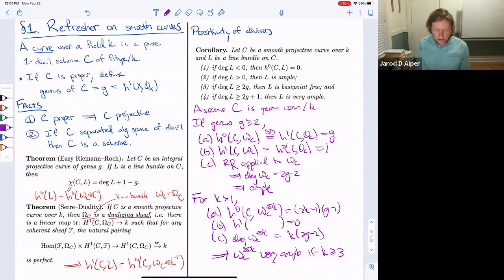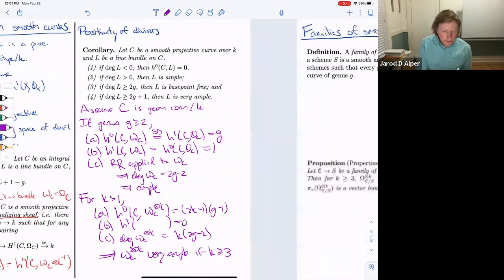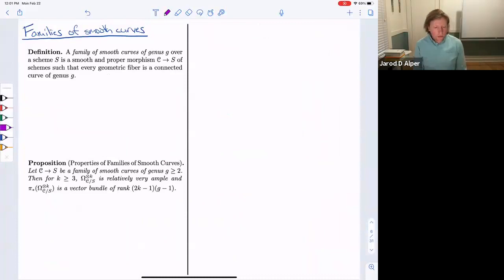Okay, next thing I want to remind you is what families of smooth curves are. A family of smooth curves is a smooth and proper morphism such that every geometric fiber is a connected curve of genus G. Necessarily smooth because the morphism from C to S is smooth.